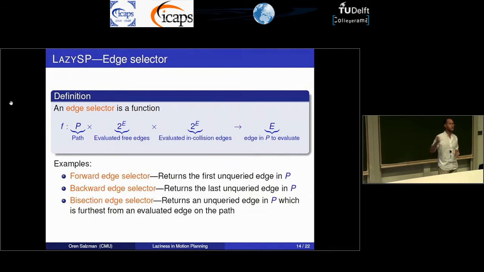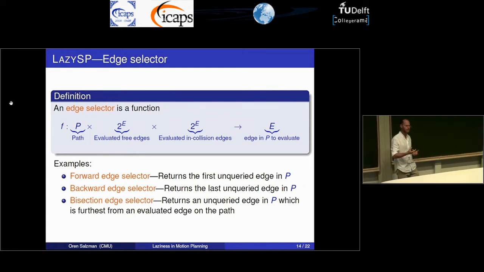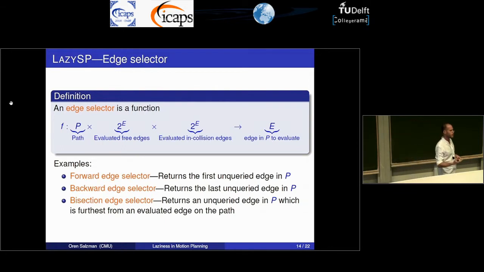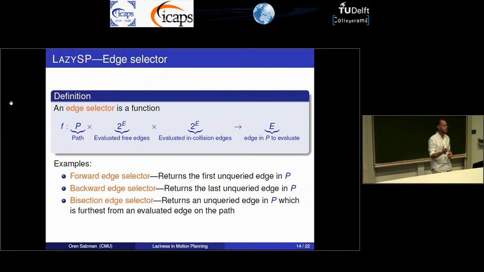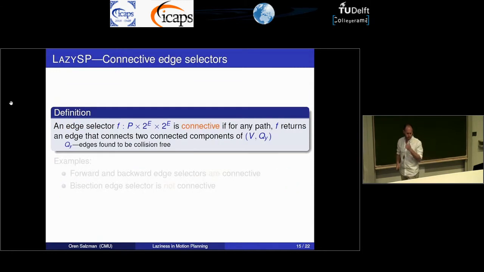I have some pretty straightforward examples of these edge selectors. Forward edge selector: this is what I ran in my cartoon earlier, where we evaluate the first unqueried edges along the path. We have the analogous backward edge selector, which goes from the target towards the source. And we can have, say, a bisection edge selector, which queries the first unqueried edge in this path which is farthest away from queried edges. In the original paper, they showed more sophisticated edge selectors that try to reason about the structure of this graph and exhibit better properties. For the sake of this talk, these are simple and very intuitive examples of edge selectors.